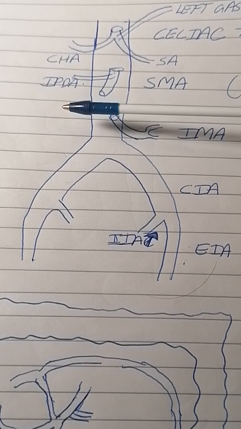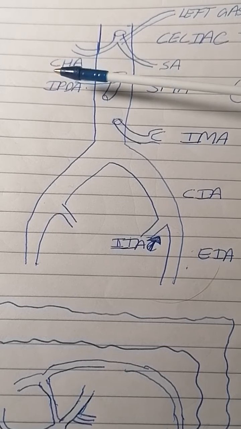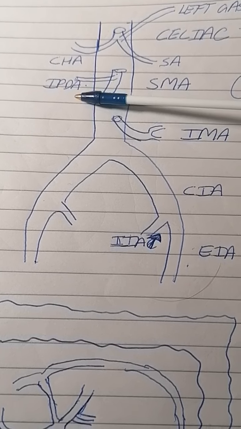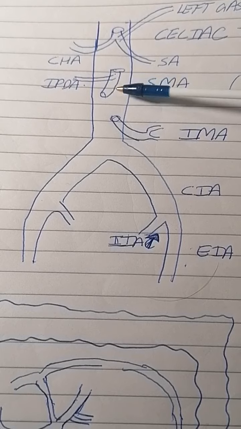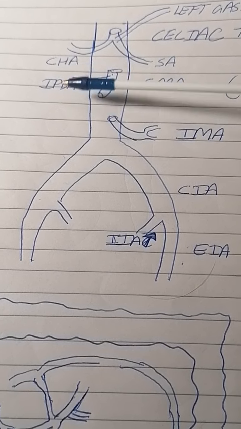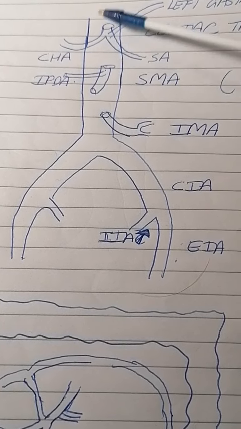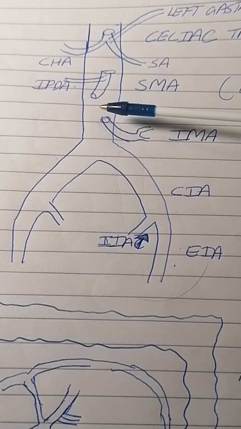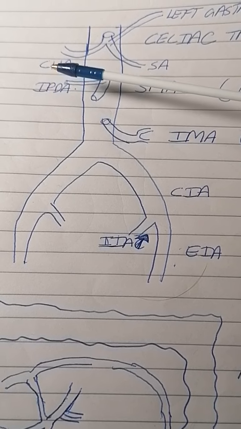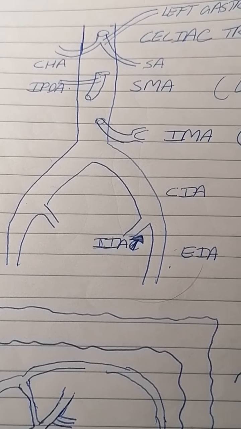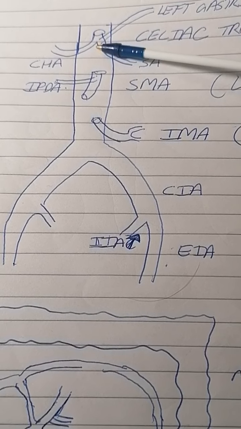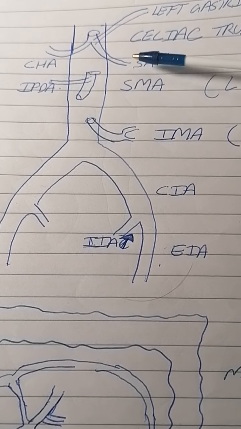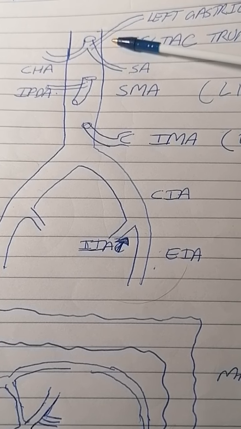For exam purposes, one must know SPDA is a branch of the celiac trunk, whereas your IPDA is a branch of your superior mesenteric artery, and they further join each other. So do not confuse SPDA with IPDA. IPDA is a branch of the superior mesenteric artery, and SPDA is a branch of your celiac trunk. So the main thing is the celiac trunk gives three branches: the common hepatic artery, your splenic artery, and your left gastric artery.